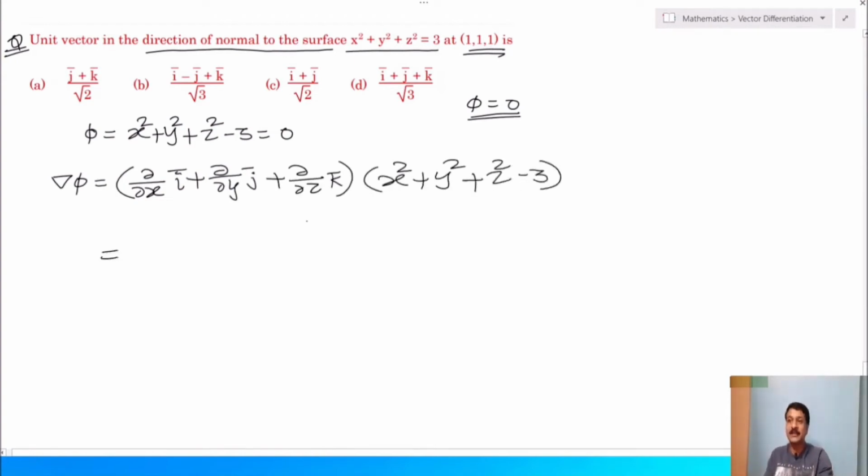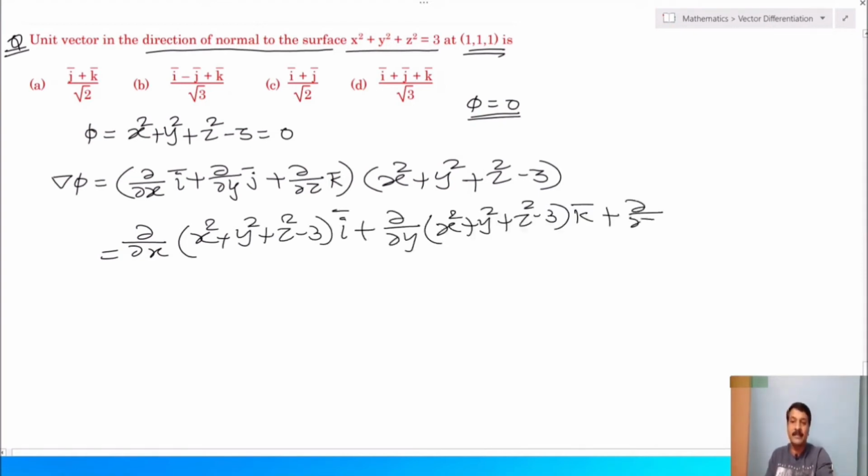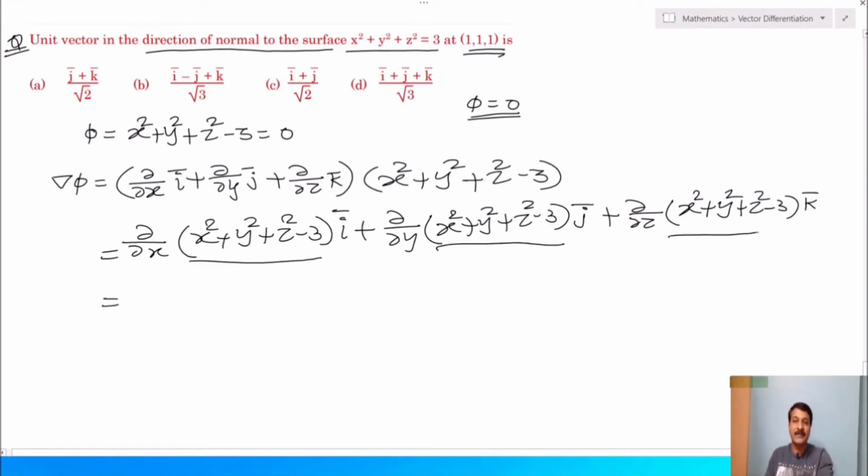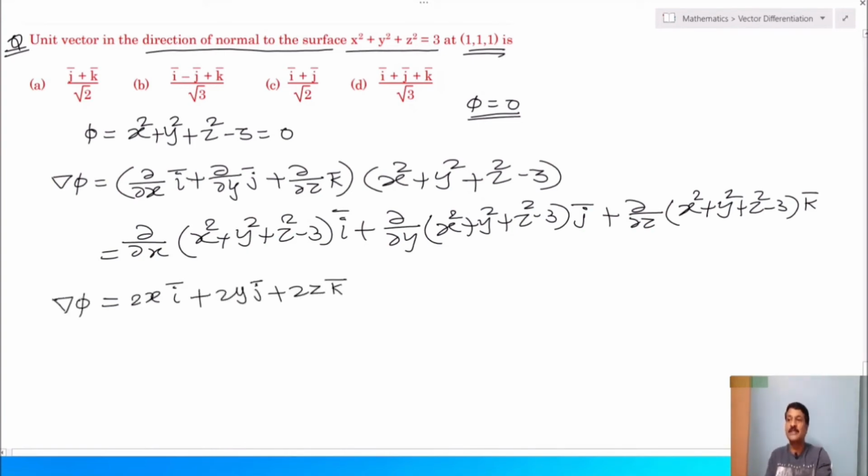You take it as a simple product, so first into all, second into all, third into all. One can write here del by del x of x square plus y square plus z square minus 3 i. Similarly, del by del y of all and del by del z of all. That means differentiation of this with respect to x, with respect to y, and with respect to z. So I am getting here 2x i plus 2y j plus 2z k. So it is a normal vector to the surface phi.